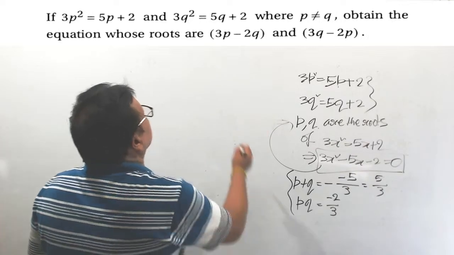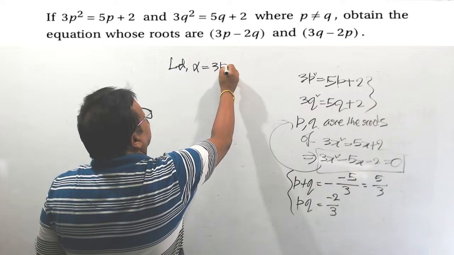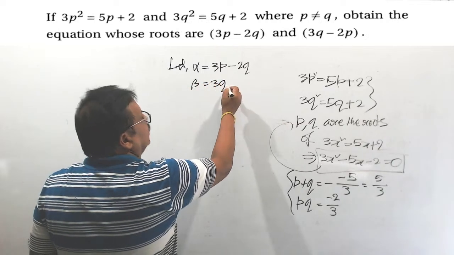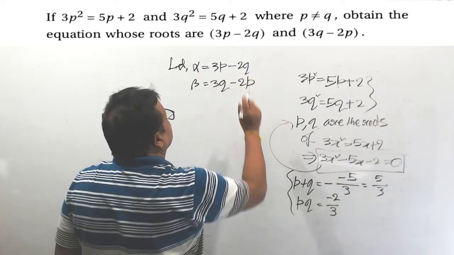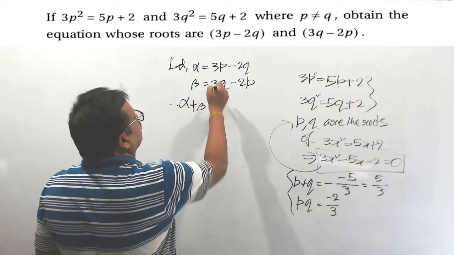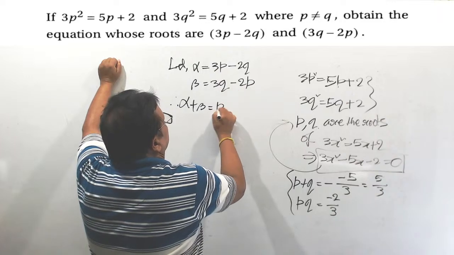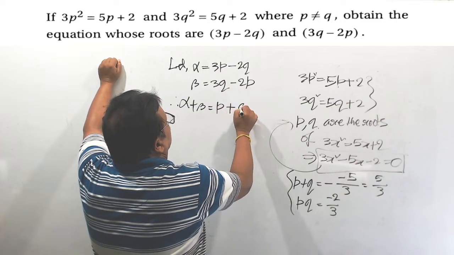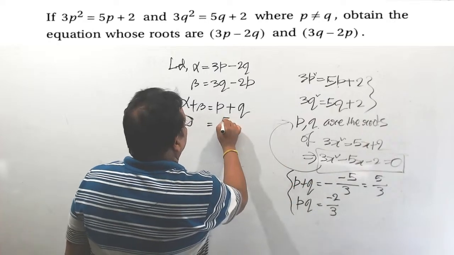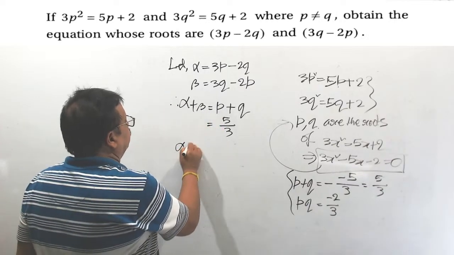Let it be easier. Alpha is equal to say 3p minus 2q and beta is equal to 3q minus 2p. Understood? It is easier. Then the sum of the roots, product of the roots formula. Therefore, alpha plus beta is equal to what? That is 3p minus 2p, that is p, plus q. So what is p plus q? p plus q is equal to 5 by 3. Understood the technique?